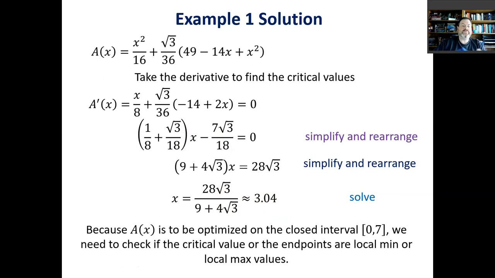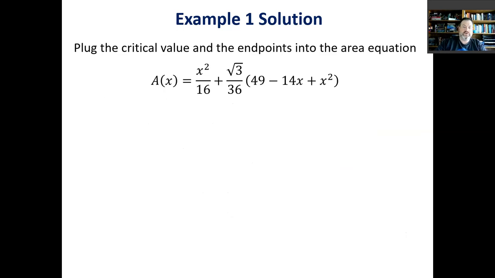So we want to optimize A. Notice we have the area as a function of x up here, right? It's at the top. This is only a function of x, but it's on a closed interval, right? The smallest amount of wire you can dedicate to the square is 0, and the most wire you can dedicate to the square is 7. Remember, x is how much wire we're dedicating to the square. So there are physical constraints here. So we need to check if the critical value or the endpoints are local min or local max values.